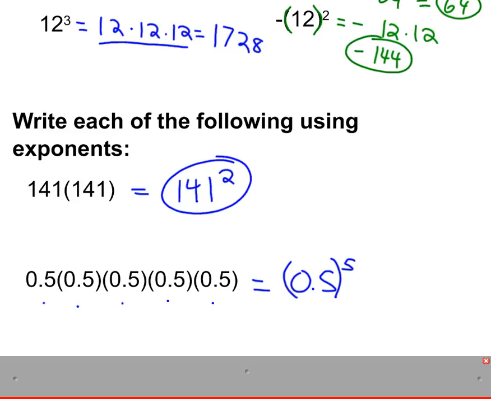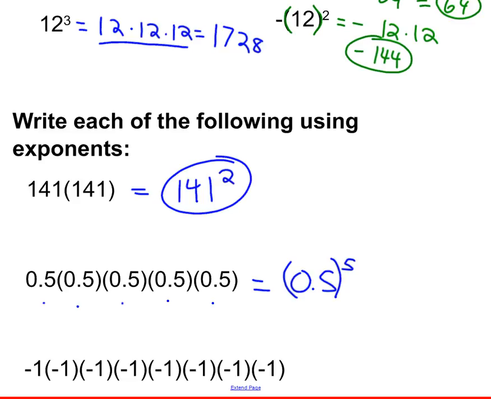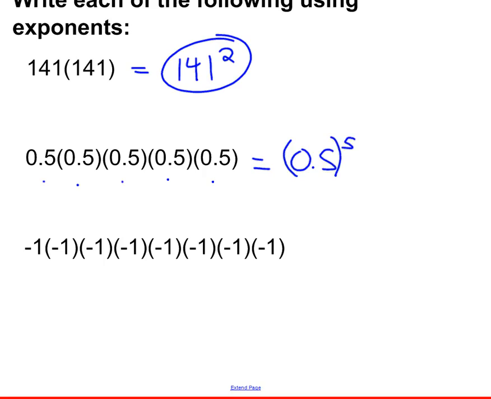And finally, we got those negatives. This is negative 1 times negative 1 times negative 1 times negative 1 times negative 1 times negative 1 times negative 1 times negative 1. So there's 1, 2, 3, 4, 5, 6, 7, 8 of them. So your choices would be negative 1 raised to the 8th power, or negative 1 raised to the 8th power, with and without parentheses. One of them is correct. One of them is not correct.